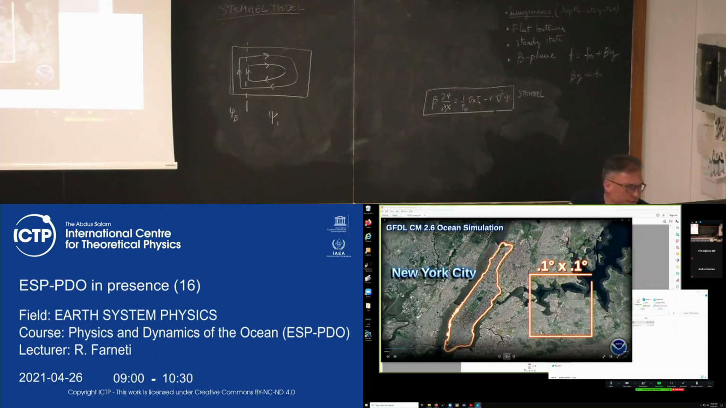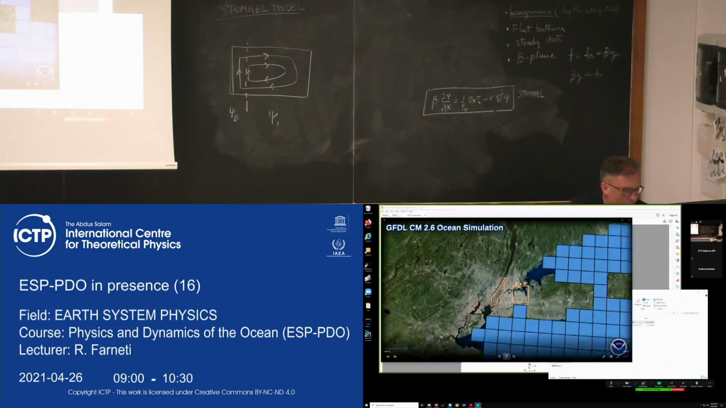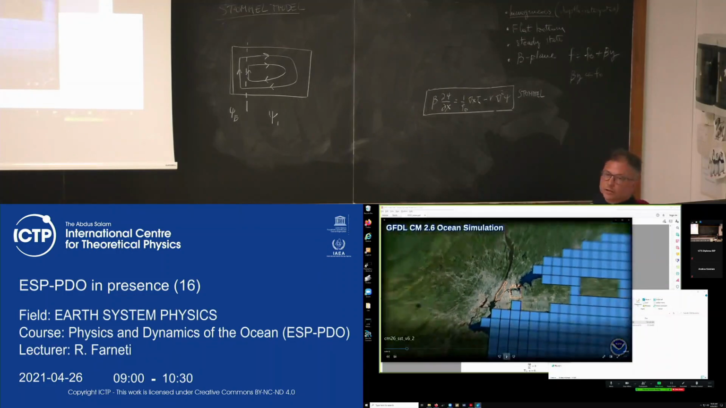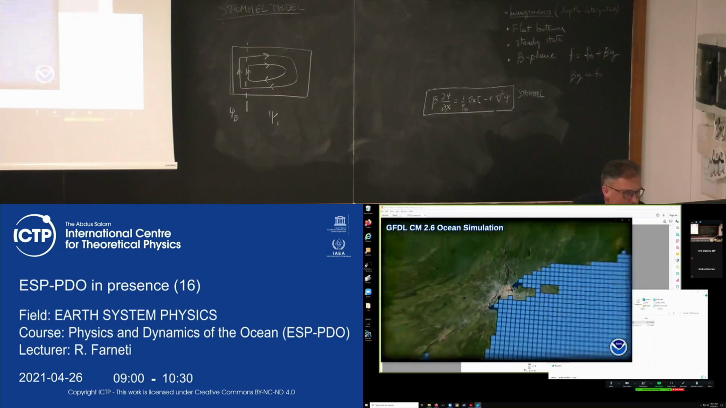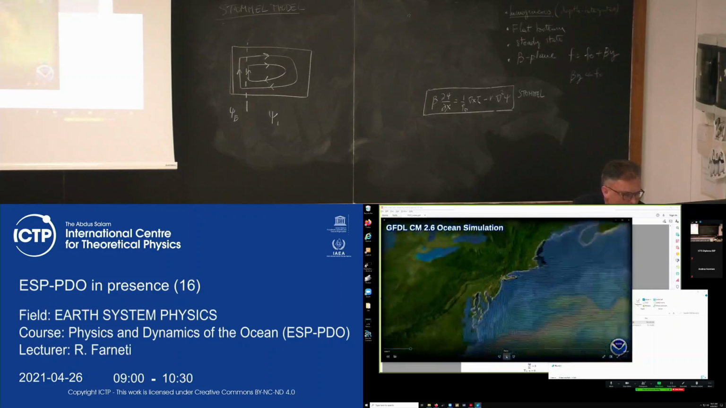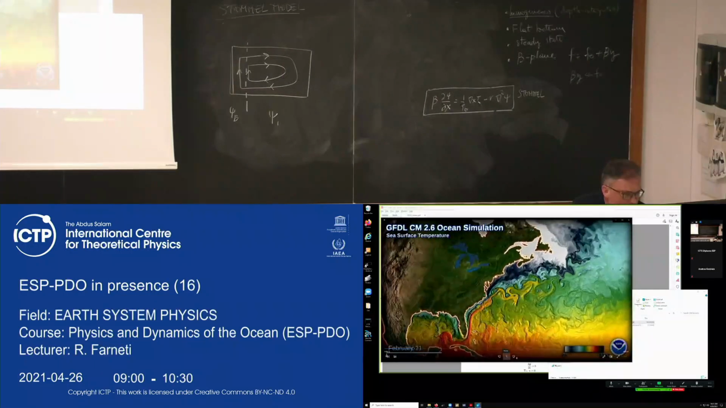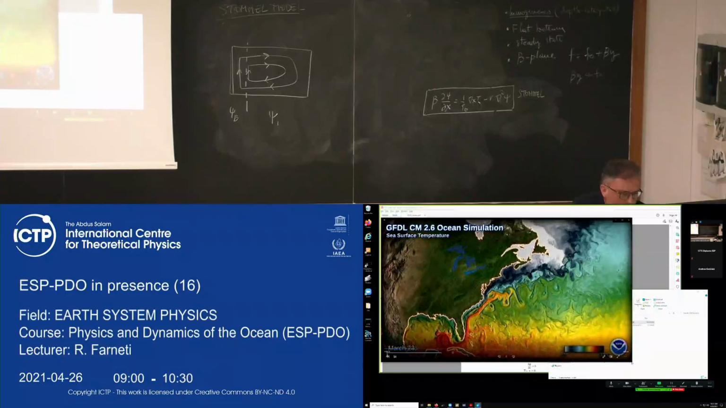So 1/10 of a degree is roughly the size of Manhattan, and it's still very big for an atmospheric model, but in the ocean it is super high resolution. And this is basically all the 1/10 of a degree grid cells that are covering the ocean surface. Once you take the primitive equations and all the equations that you know, and you start integrating your ocean model, eventually what you get is this, a 1/10 of a degree ocean model.